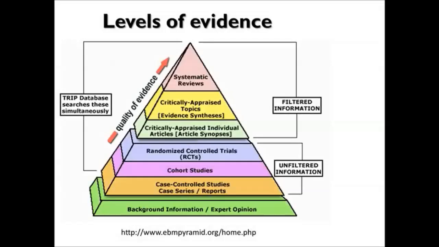So the top portion of the pyramid is filtered information, so they're taking studies and appraising those studies and drawing conclusions from the research that's already been completed. But these are types of research. And then in the second section, you see the unfiltered information. These would be individual studies, and they're just sorted in the order of higher levels of evidence.